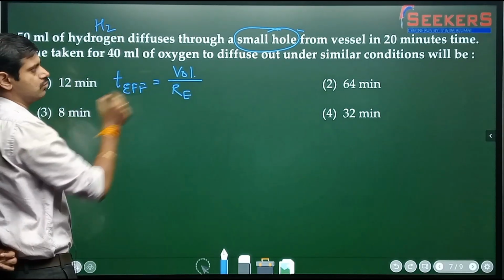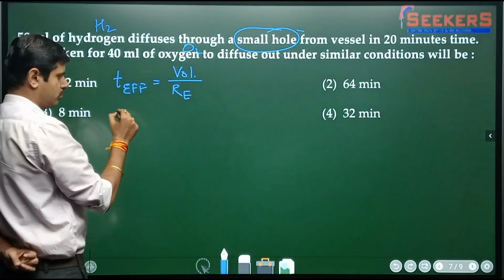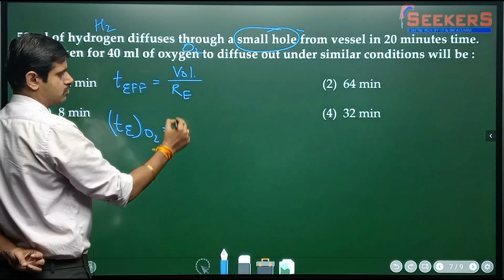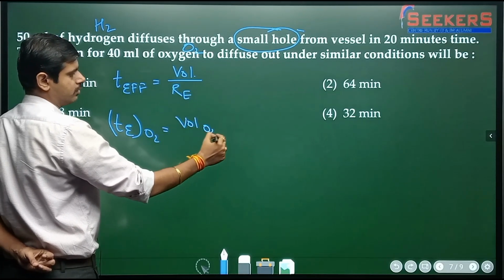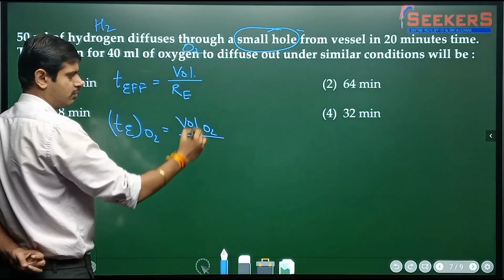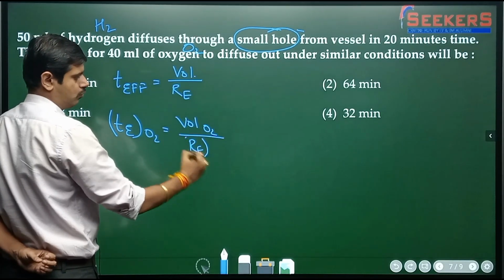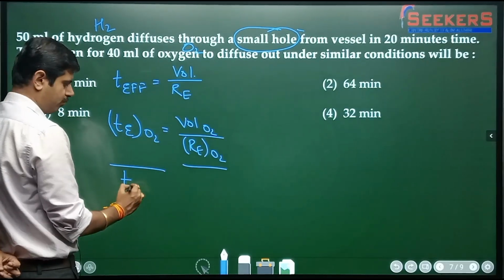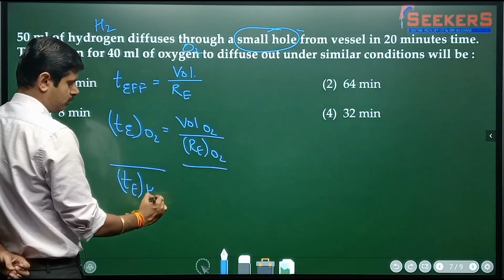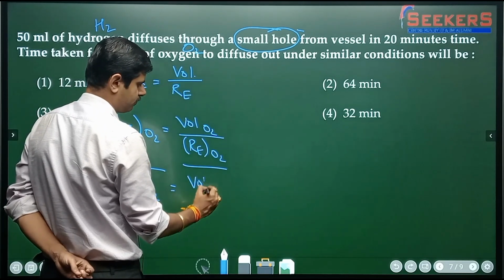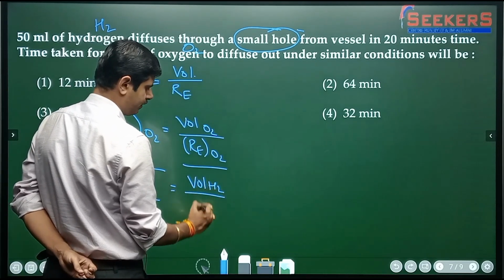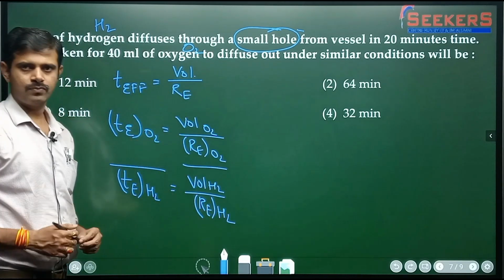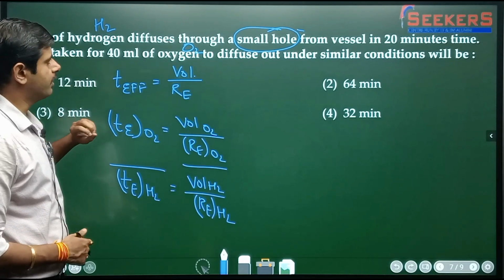One is dihydrogen H2, another is O2. So time of effusion of O2 is equal to volume of O2 divided by rate of effusion of O2. Now, if you divide it by time of effusion of H2, that is equal to volume of H2 divided by rate of effusion of H2. Clear?